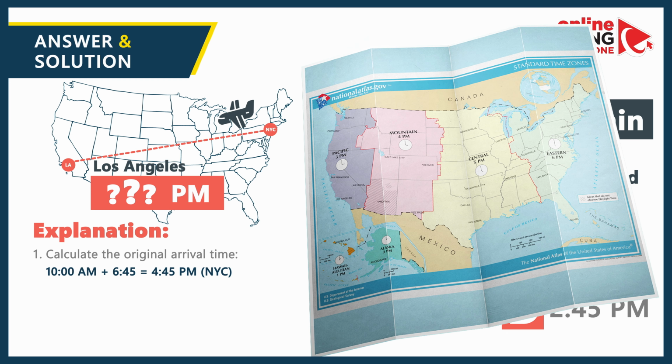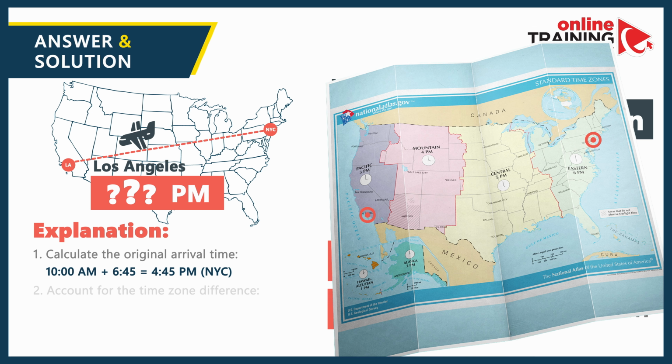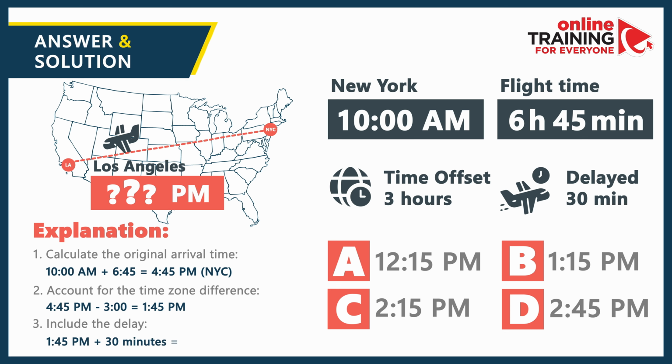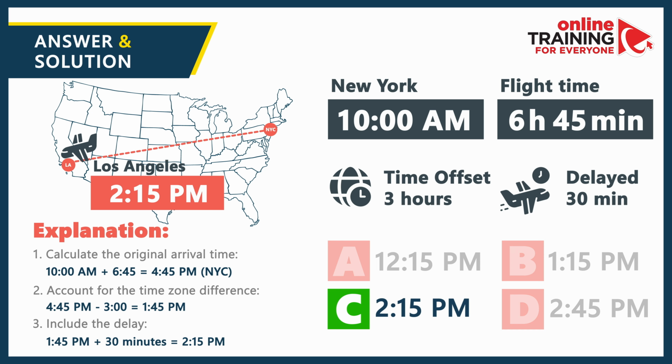Continental United States has 4 time zones: Eastern, Central, Mountain, and Pacific. New York City is located in Eastern time zone, and Los Angeles is located in Pacific time zone. And we need to account for this time difference. Los Angeles is 3 hours behind. 4:45 p.m. minus 3 equals 1:45 p.m. And in step 3 of calculations, we need to account for the delay. Let's add the 30-minute delay to account for headwinds. 1:45 p.m. plus 30 minutes equals 2:15 p.m. So the correct answer here is choice C, 2:15 p.m.